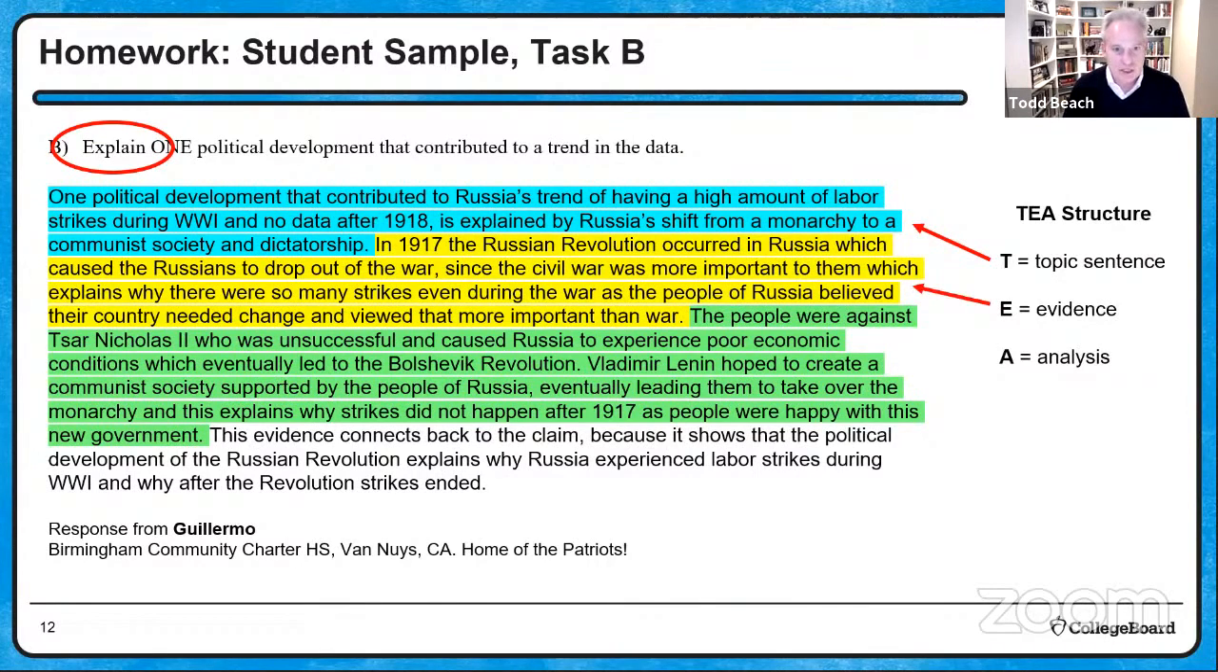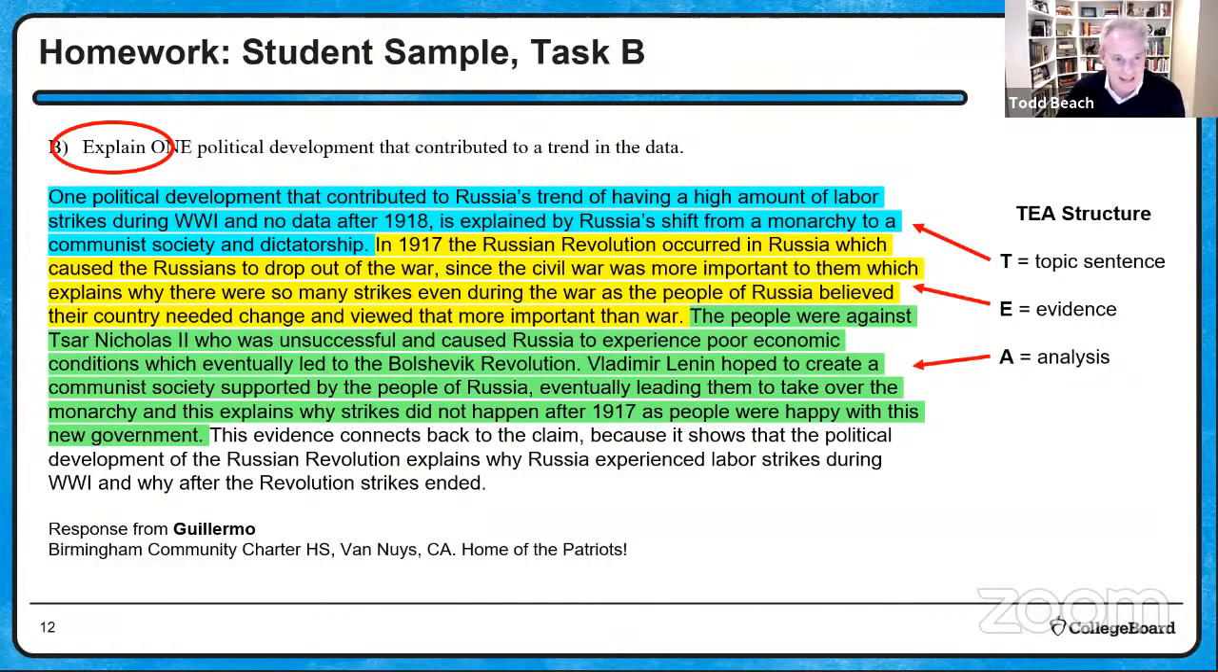In 1917, the Russian Revolution occurred in Russia, which caused the Russians to drop out of the war since the Civil War was more important to them, which explains why there were so many strikes even during the war, as the people of Russia believed their country needed change and viewed that more important than war. That is the evidence that we've seen in the data and is coming out of Guillermo's head. And now we're getting analysis.